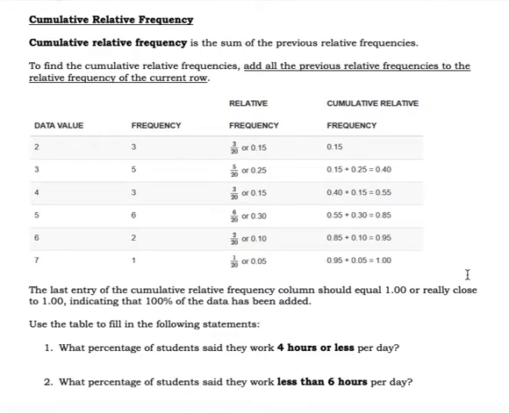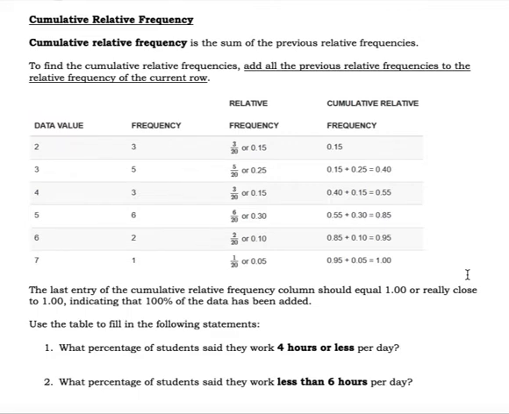You might be thinking to yourself, this seems like a lot of extra work. What is the point of calculating the cumulative relative frequency? Well, the important thing about this column is it gives us information about groups of data values. For example, let's look at the two questions at the bottom.